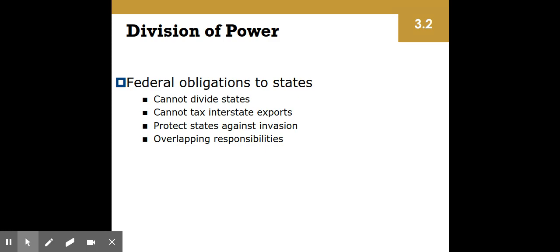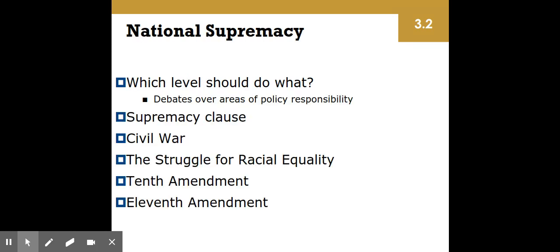That is, powers and responsibilities are shared by both the federal and state government. Just because the national government does them doesn't mean automatically the states can't have those powers and responsibilities, unless specifically outlined in the Constitution.